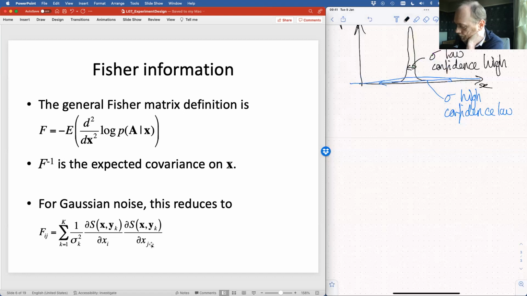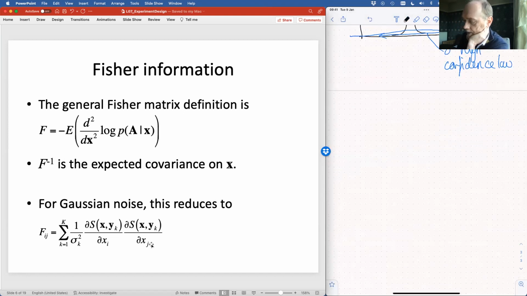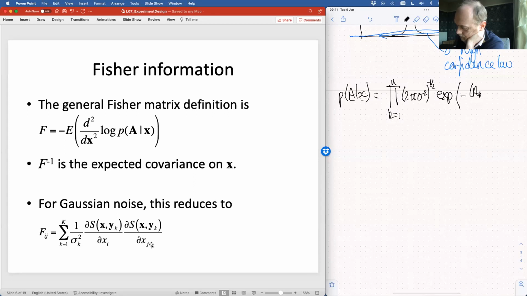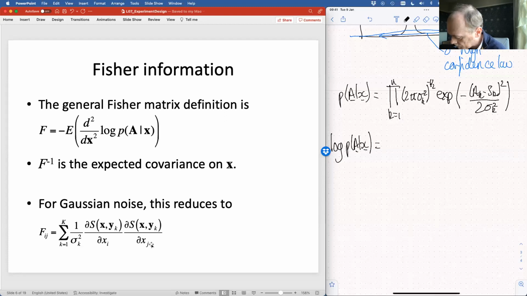So we'll start from the usual place of writing down our likelihood under the assumption of Gaussian noise. Of course, it's our old favorite, a big product of Gaussian functions. In fact, I'm going to give each measurement its own sigma, so each individual measurement can have its own noise standard deviation. Let's take the logs. So we get log of p of A given X, which turns the big product into a big sum, of course.